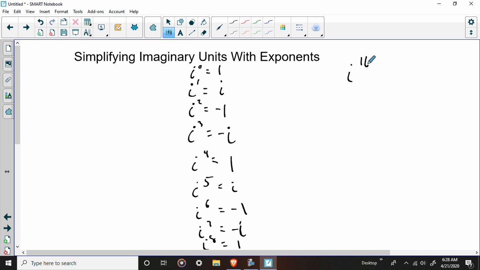What if I said i to the 16th? We know that 4 goes evenly into 16, right? This is i to the fourth times i to the fourth times i to the fourth times i to the fourth, right? 4, 4, 4, 4, 16. Well, we know that's 1 times 1 times 1 times 1. So it's 1.